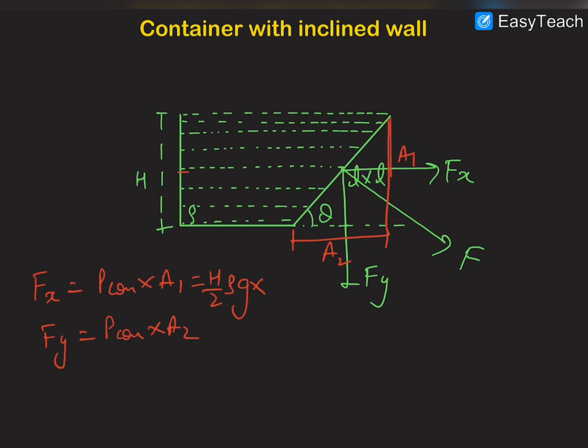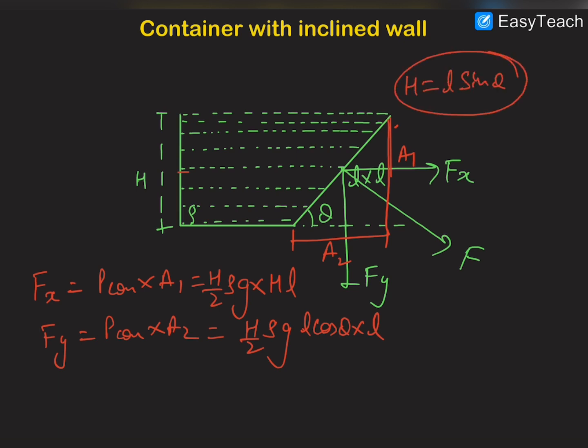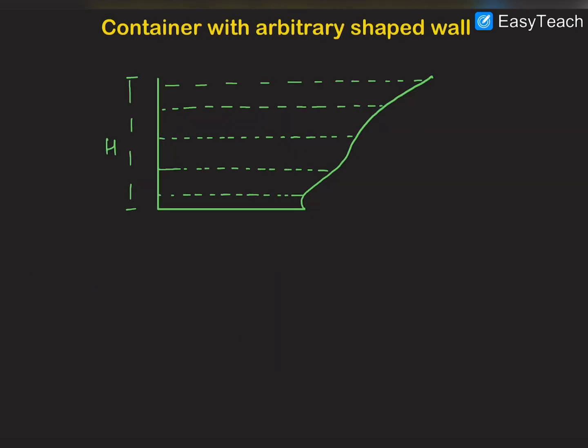Now for the A1 area, the depth of this wall is L. So A1 will be the height, this height is H, so A1 will be H into L. And in this case it would be H by 2 rho g, and for this A2, this length is L cos theta, so it would be L cos theta into depth, which is again L. And H can be written as L sin theta. Okay, so this is the trick to find the force.